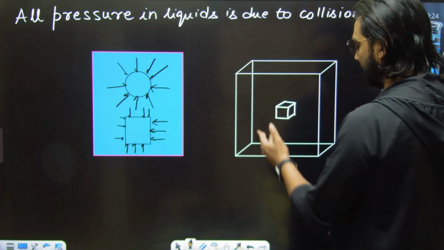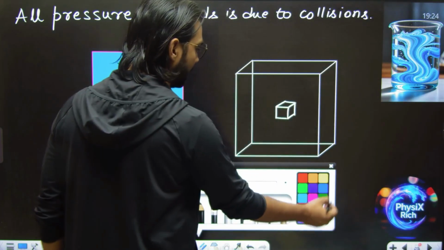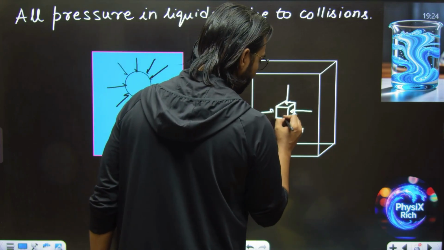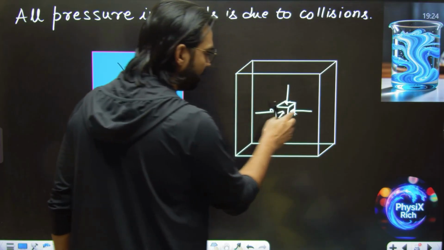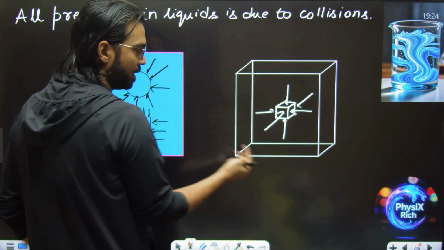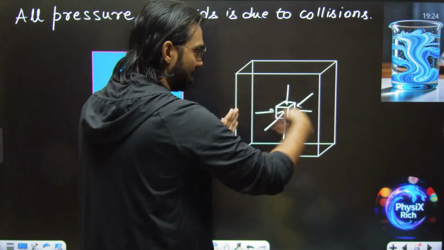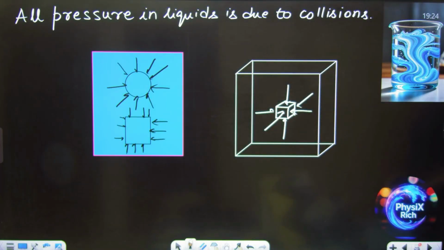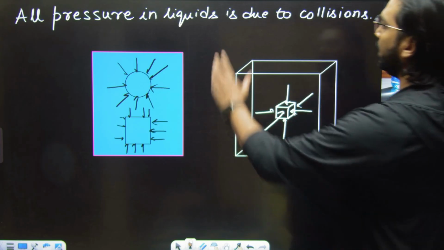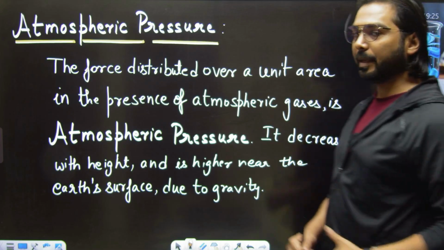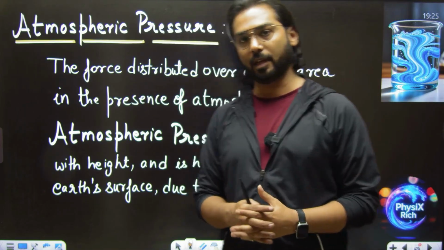Now, this is a three-dimensional diagram. You can assume that in case of this three-dimensional diagram, again, the forces will be in such a manner. You see this front face will be pushed towards the back. You see the back face will be pushed towards the front. The left face gets pushed towards the right, the right face gets pushed towards the left. You get the idea, right? So this is how all pressure acts, and all of this is because the pressure in liquids is due to collisions. Now let's begin discussing atmospheric pressure.